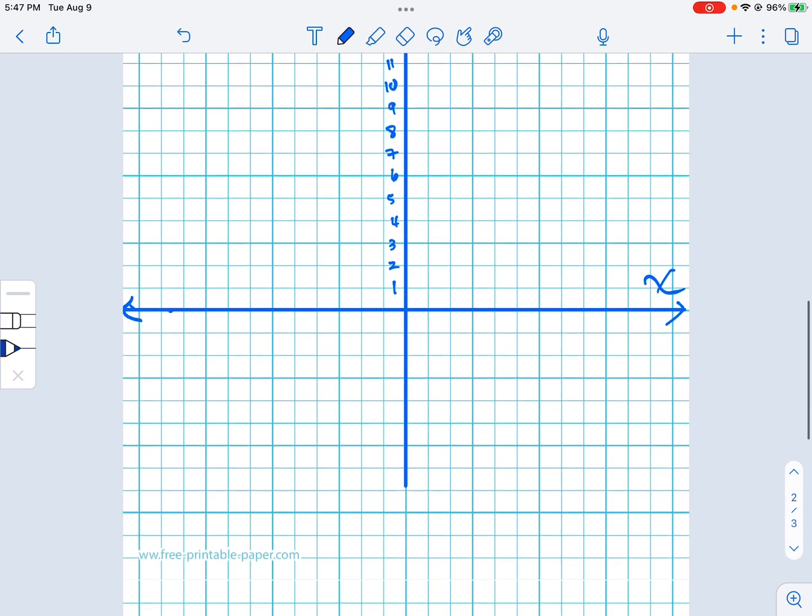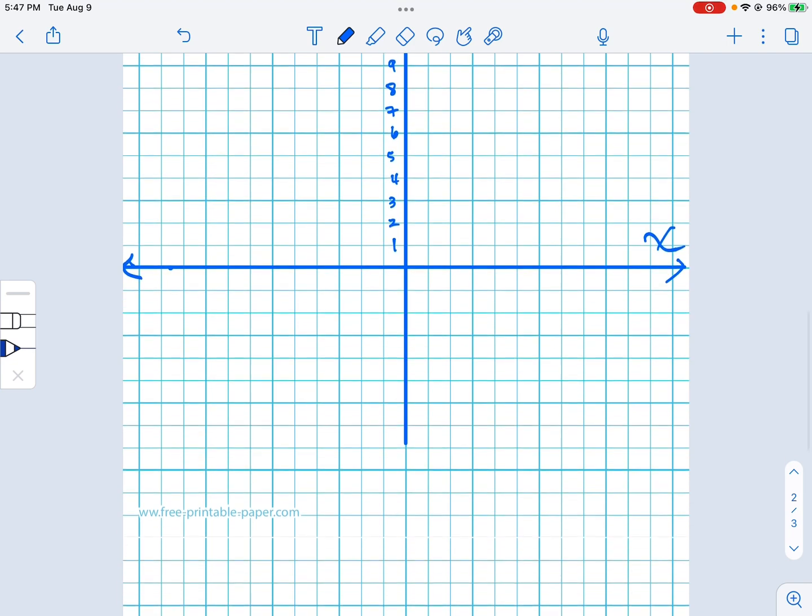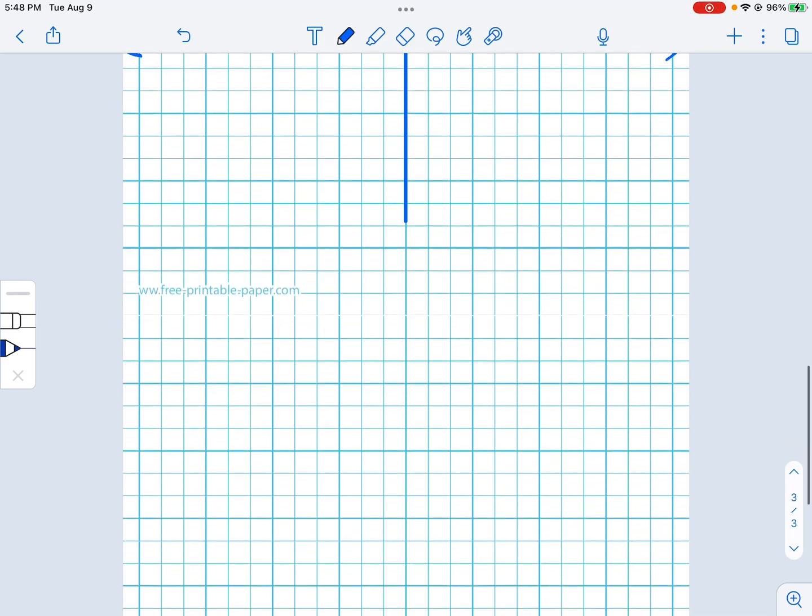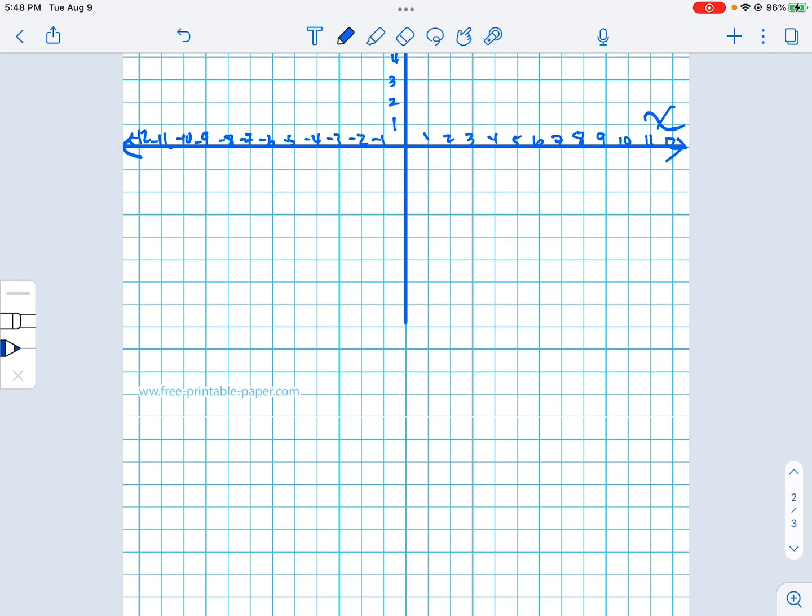Now before I plot my points, I'm actually going to do this. 1, 2, 4, 5, 6, 7, 8, 9, 10, 11, 12. -1, -2, 3. Sometimes I just skip every other one. 7, number 8, 9, -10, -11, -12. And it is a good thing that I have extras down here because I'm going to need those.